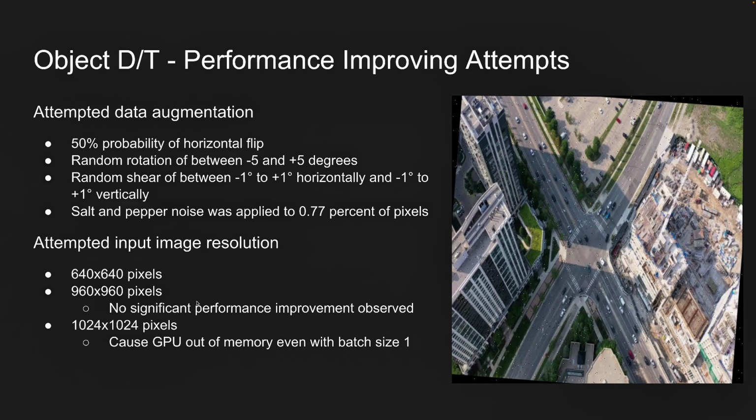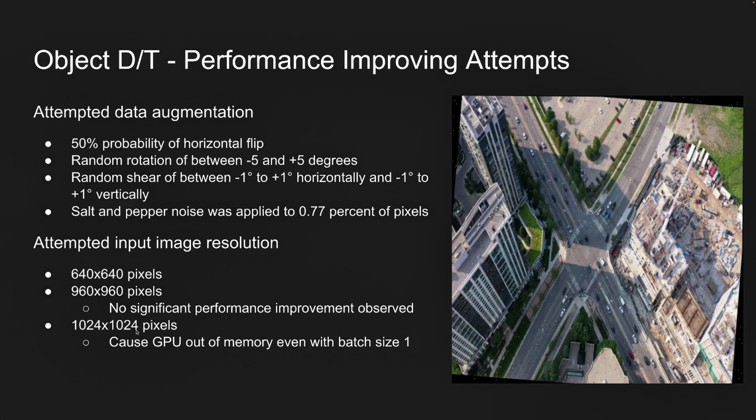We generated an augmented dataset from our original mixed datasets from the Visual dataset and the sponsor-provided videos. The augmentation included horizontal flip, random rotation, random shear, and salt and pepper noise, which was applied to 0.77% of pixels. And the result of both attempts suggests further efforts.